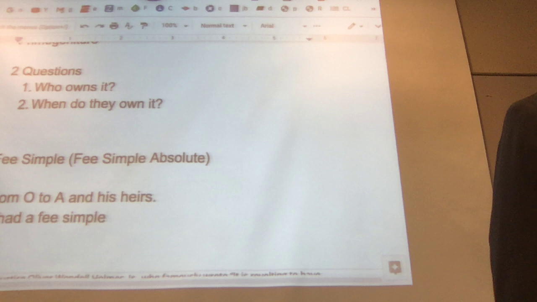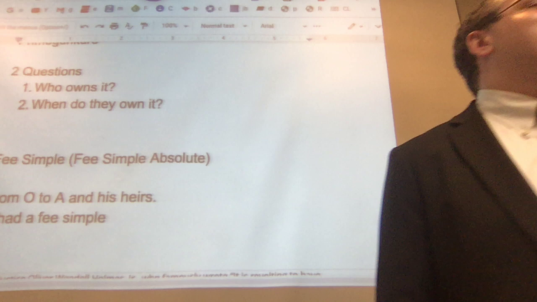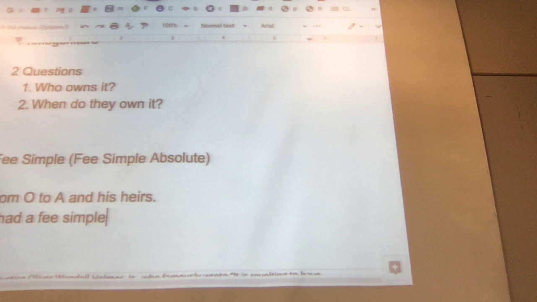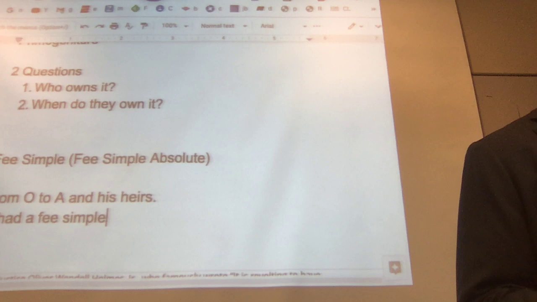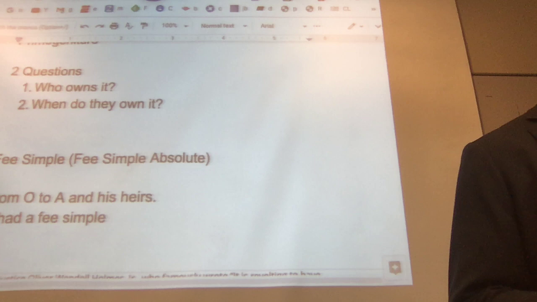I can't tell you why, but in this class at least, if I say from O to A, you should presume that O has a fee simple. Now, maybe the facts are different. Maybe I tell you he doesn't. I can do that. But if I just write from O, you have to know that O had a fee simple. He had the full bundle of sticks. That's number one. Then number two, from O to A and his heirs. So O had a fee simple.